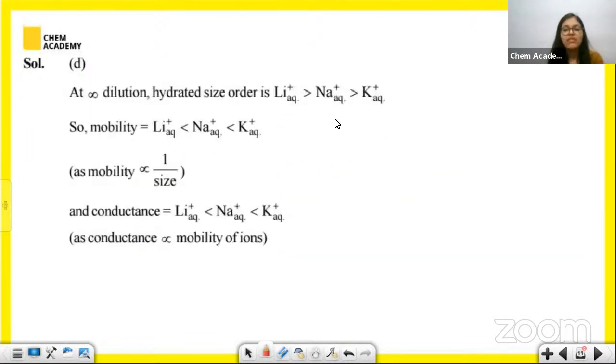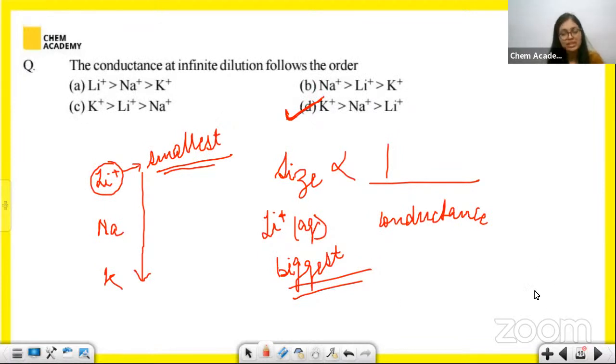See, this has been given very clearly over here. You can refer to these slides later. However, I have already explained how this happens.